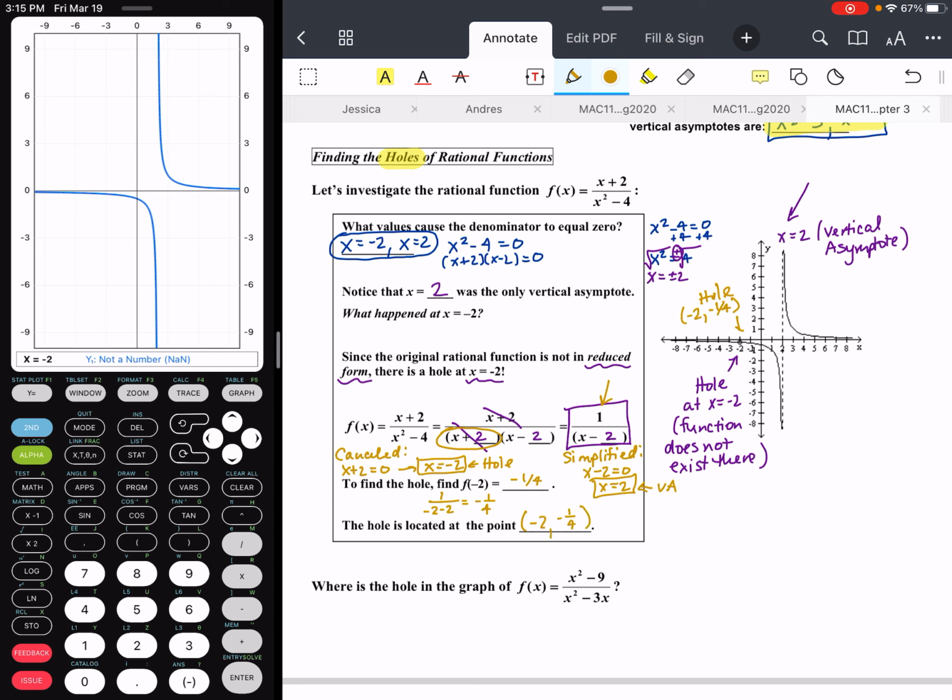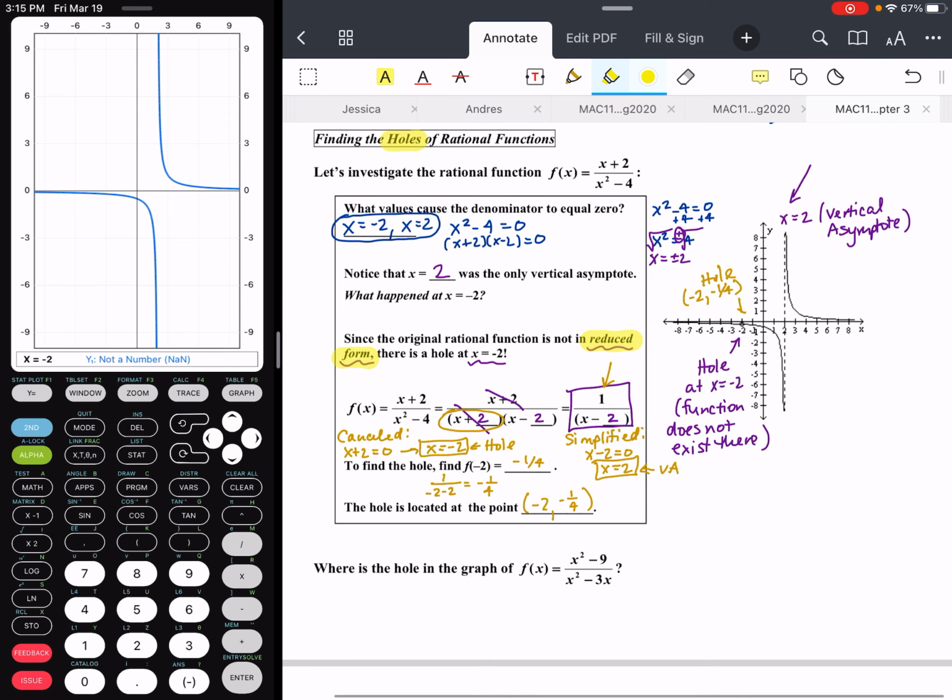All right, so the hole is located at the point -2, -1/4. Okay, so when do holes occur? When your function can be simplified, when you can keep going and put your function in reduced form. The denominator factor that you cancel out produces a hole. Any factors that are still left in the simplified function's denominator produce a vertical asymptote.